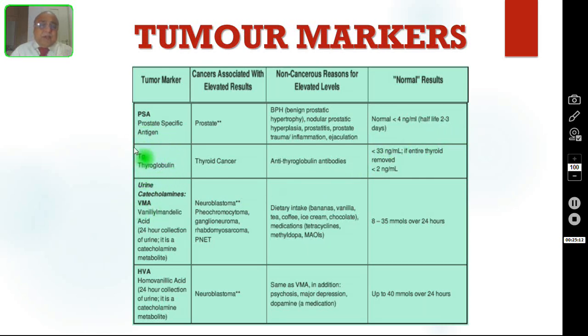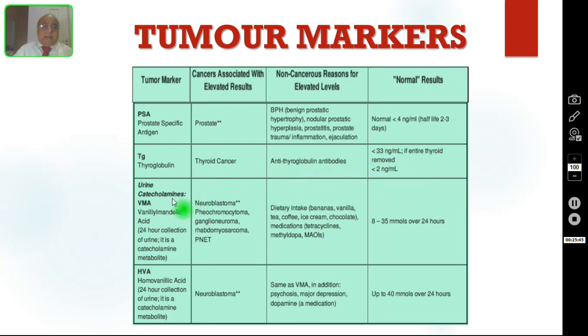The next tumor marker is thyroglobulin. This is elevated in all thyroid cancers. It is also elevated with anti-thyroglobulin antibodies, a non-cancerous condition. If it is there, the thyroglobulin will be elevated. The normal value is less than 33 nanogram per liter if the entire thyroid is removed. Otherwise, if part of the thyroid is there already, then it should be less than 2 nanogram per ml.